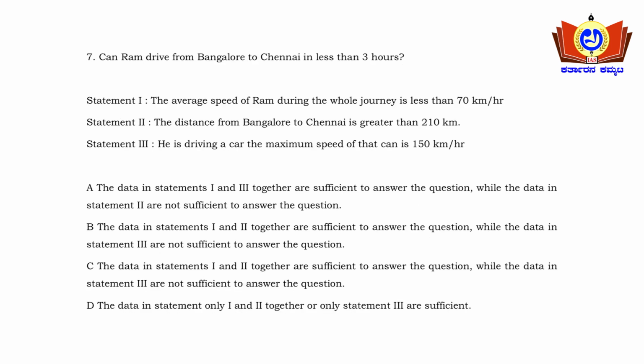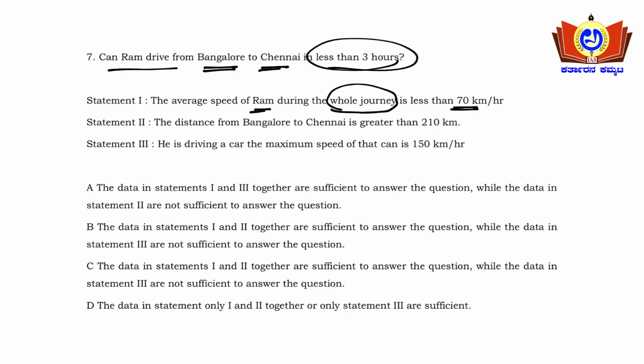Can Ram drive from Bangalore to Chennai in less than 3 hours? So this is the question here. Statement 1 is the average speed of Ram during the whole journey is less than 70 kilometers. So we can consider that he is driving the car below 70 kilometers only, maximum 70 kilometers per hour he is driving the car here.